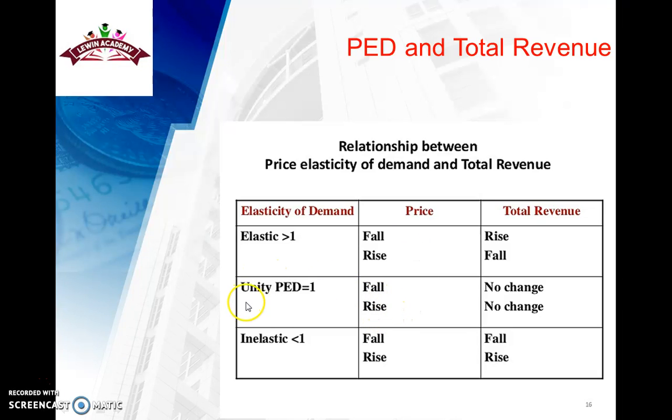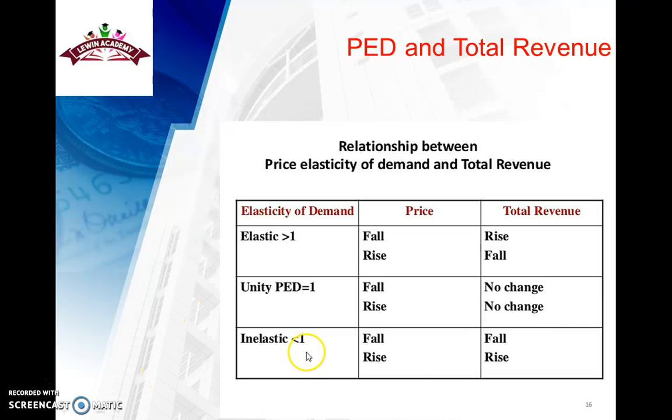Okay, what about the unitary? If you have a unitary elasticity of demand, then there will be no change in total revenue. If the price should fall, there will be no change. If the price should rise, there will be no change. There will be no change in the total revenue because in unitary elasticity of demand, the same amount of price change is met with the same amount of responsiveness you will give to that particular good.